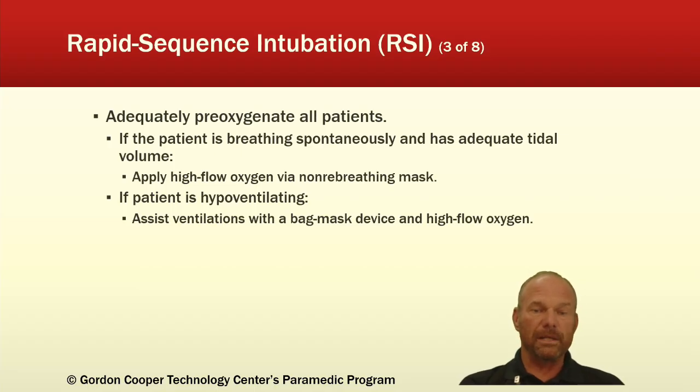So if the patient's breathing spontaneously with a good tidal volume, high flow O2 with a non-rebreather is going to be good. For hypoventilating patients, if that patient isn't breathing effectively, we may need to provide some assisted ventilations using a BVM with high flow O2 to make sure we are getting adequate oxygenation. Now, once a paralytic agent is administered, avoid bag mask ventilations if possible. We really want to try to minimize that risk of gastric insufflation or aspiration.